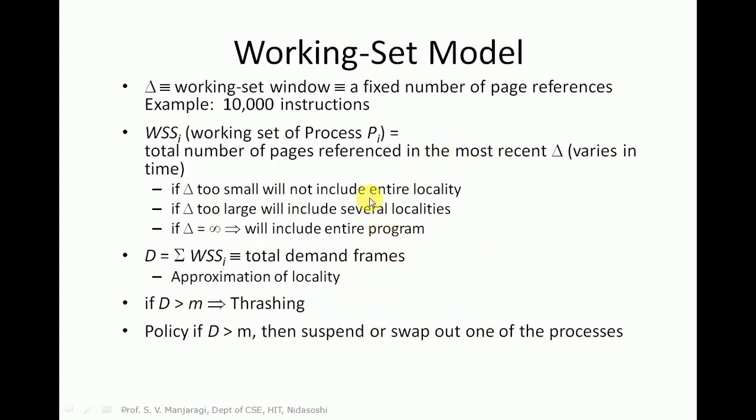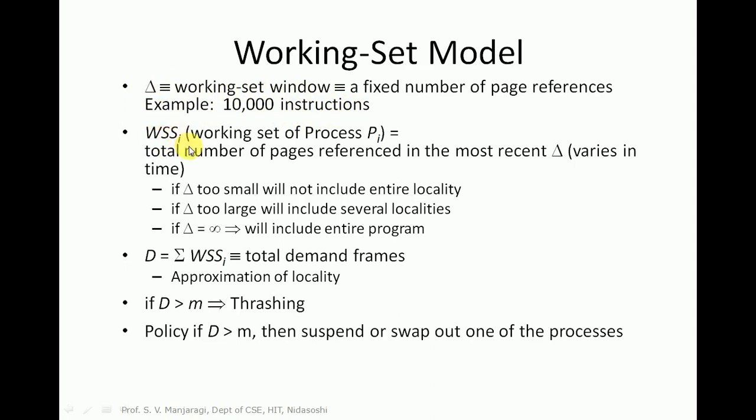Now let us take the working set model for thrashing. Here we have taken a delta. Delta is the working set window, which is a fixed number of page references. So we choose some fixed number of page references as delta, called the working set window. For example, we can consider 10,000 instructions as the number of page references that we already made. That is called the working set window. It is set as delta.